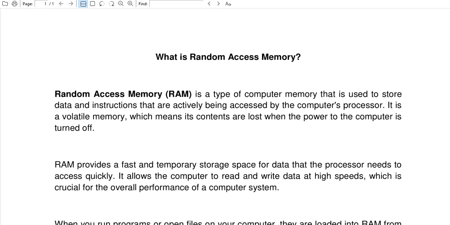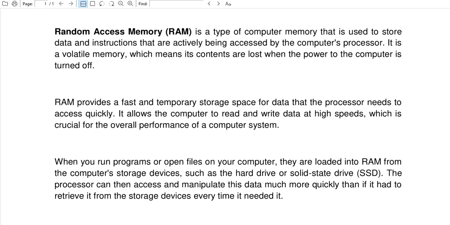So let's begin. What is random access memory? Random access memory or RAM is a type of computer memory that is used to store data and instructions that are actively being accessed by the computer's processor. It is a volatile memory, which means its contents are lost when the power to the computer is turned off.